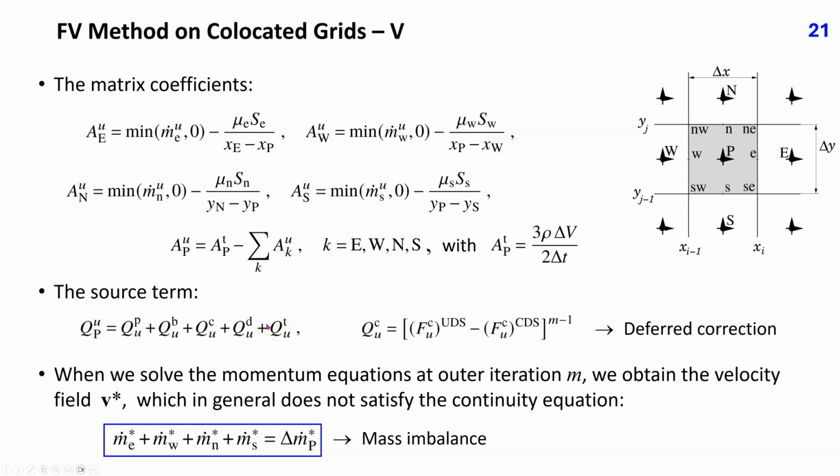When we solve the momentum equations at the outer iteration m, using the above defined coefficient matrix and source vector, we obtain the velocity field v star. In general, this velocity field does not satisfy the continuity equation. When we compute mass fluxes through control volume faces using the formula from slide 18 and velocity v star, and sum them over all control volume faces, we obtain a mass imbalance. The mass fluxes need to be corrected to eliminate this imbalance. For this purpose, one can use either SIMPLE type algorithms or fractional step methods. Here, the SIMPLE algorithm will be used.